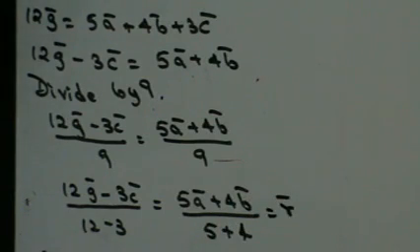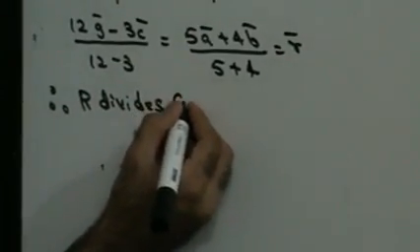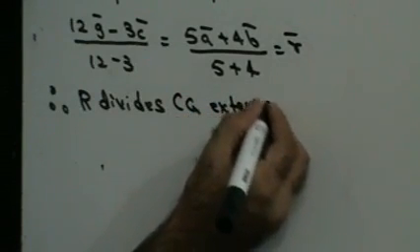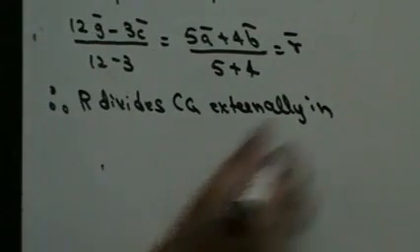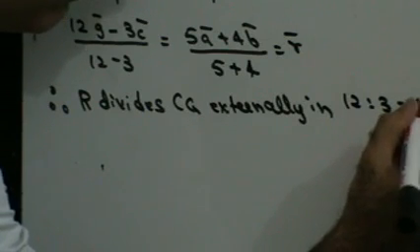Therefore, I can say that R divides CG. Since there is a minus sign, therefore externally. If I'm reading the ratio this way, CG, I should read the ratio in reverse direction. So that will be 12:3, which is nothing but 4:1.